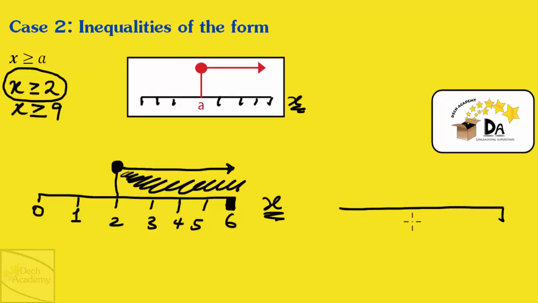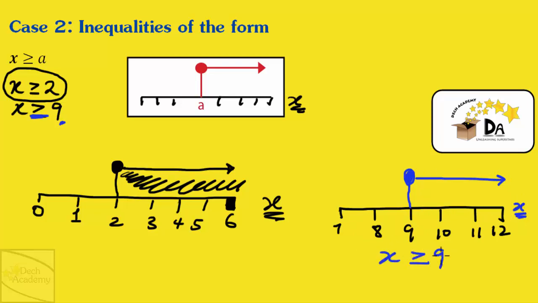I'll draw another number line that contains 9. So I'll start with 7, 8, 9, 10, 11, 12. I locate constant 9 here, draw a vertical line with a shaded circle. Why? Because this inequality says x is greater than or equal to 9. So the shaded circle represents this equals to component. And to represent the greater than component, I draw an arrow pointing towards the right. And this number line for the variable x shows that x is greater than or equal to 9.